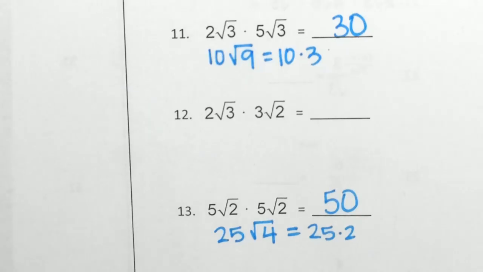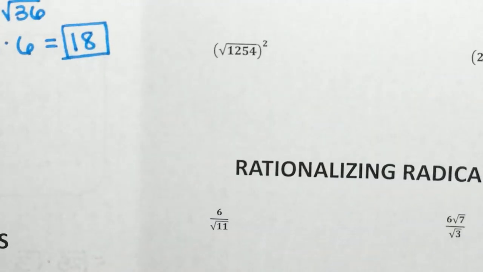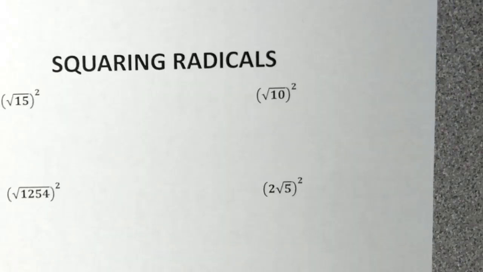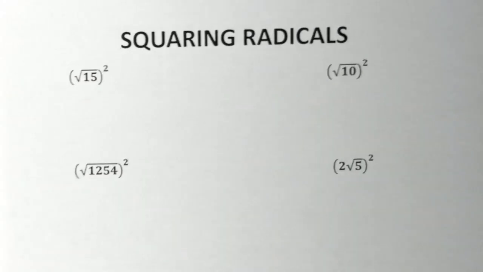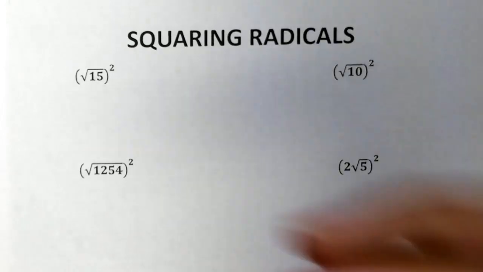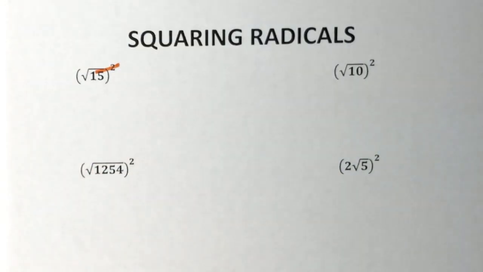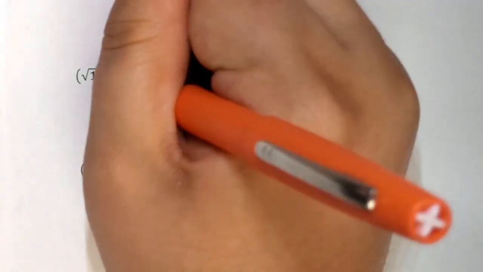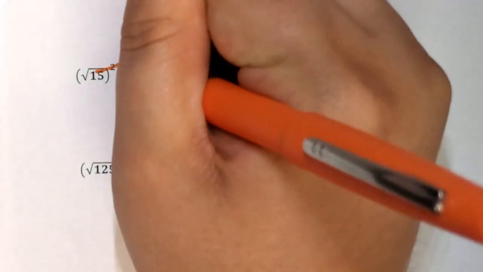Okay. Go back to your notes. We are now going to do this side up top. We'll come back to the dividing in a second. Squaring radicals. What do we know about the square root symbol and the squared symbol? Hey, they cancel. So what is the square root of 15 squared? It's just 15. You're done.